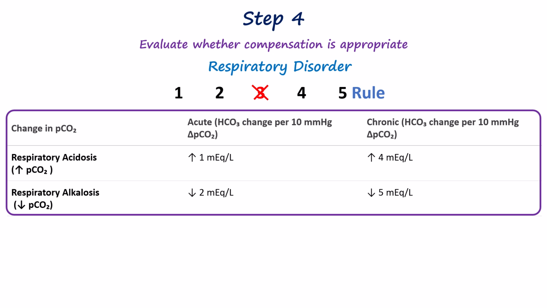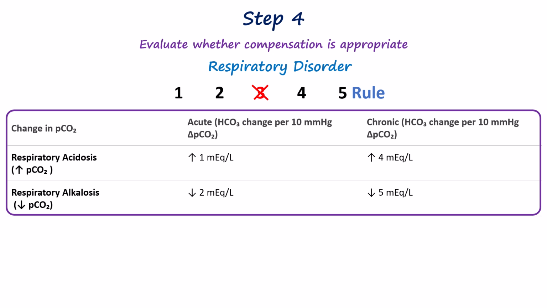In chronic respiratory acidosis, the kidneys have more time to compensate, so bicarbonate should increase by about 4 millimoles per liter for the same carbon dioxide elevation. A smaller increase would again indicate incomplete compensation.